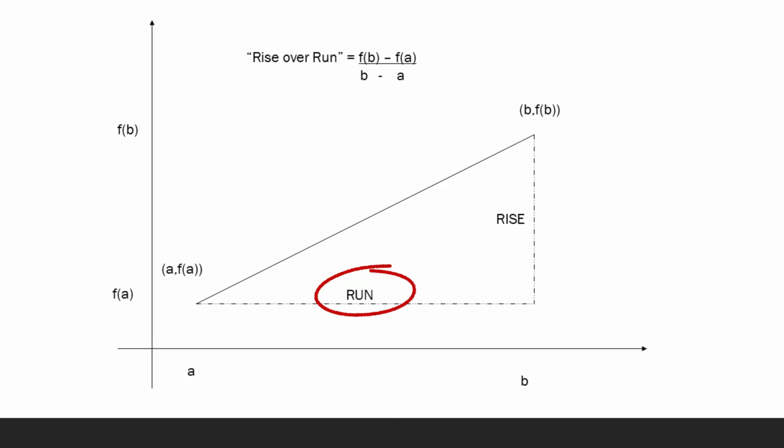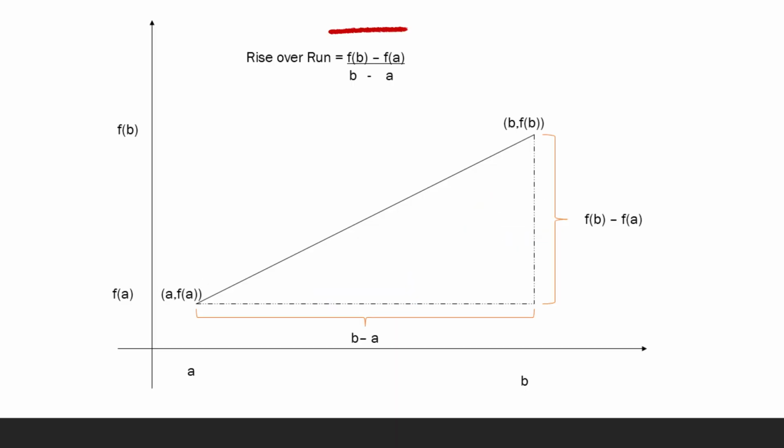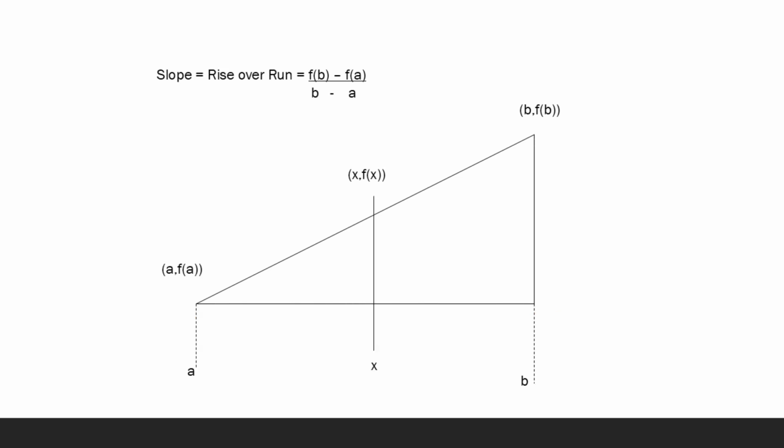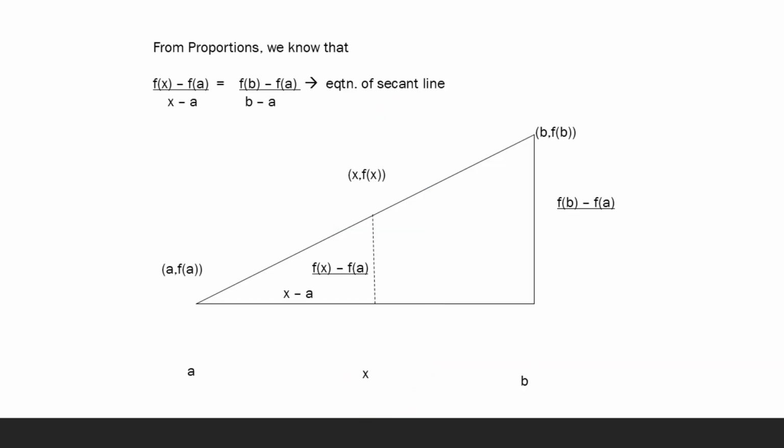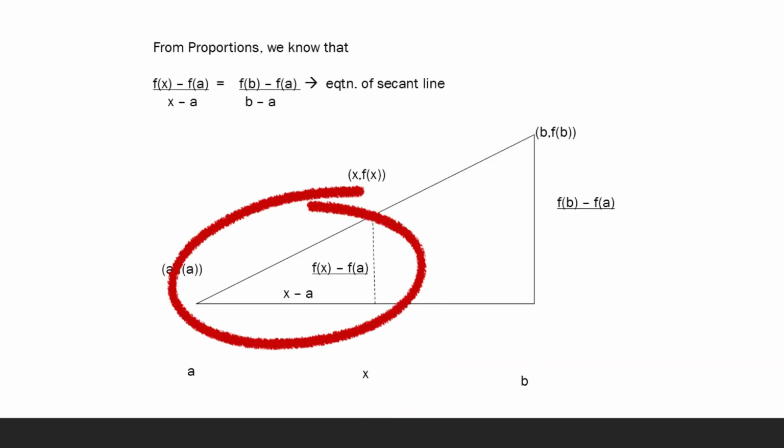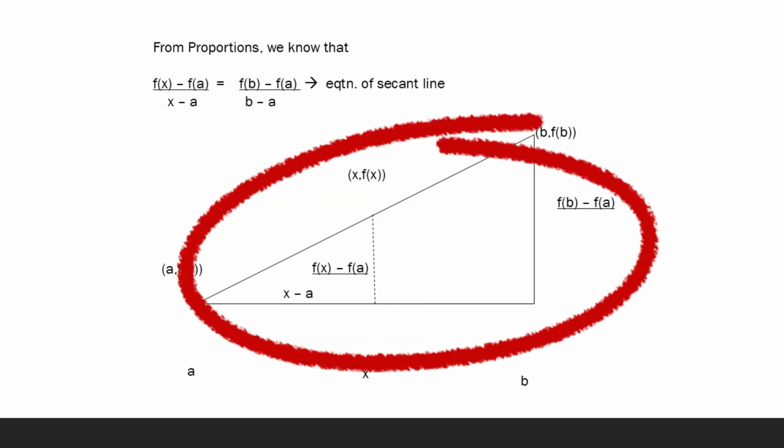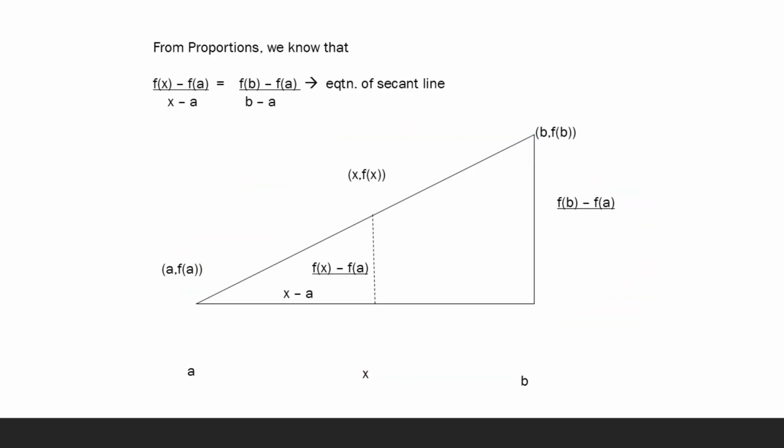So rise over run is the ratio between f of b minus f of a, all over b minus a. That's your rise over run. And it looks like this. Now, that's called the slope. If we drop another line over here, call that point the variable x, f of x, then we can split this triangle into 2, and from proportions we know that f of x minus f of a all over x minus a should be the same as f of b minus f of a all over b minus a, and this gives us the equation of the secant line.